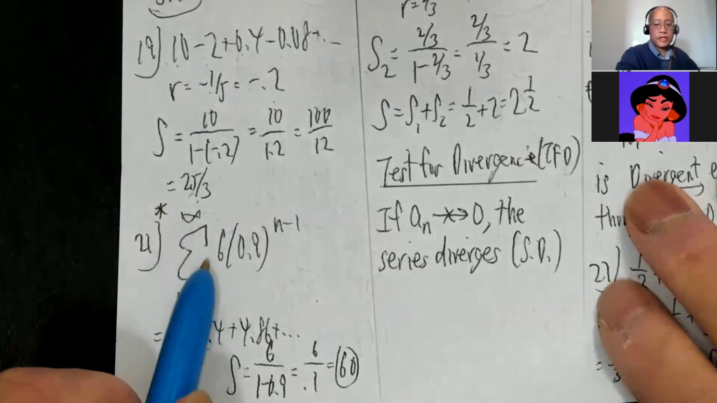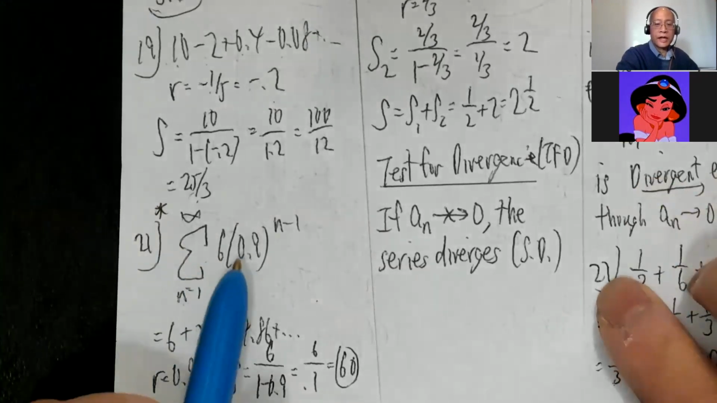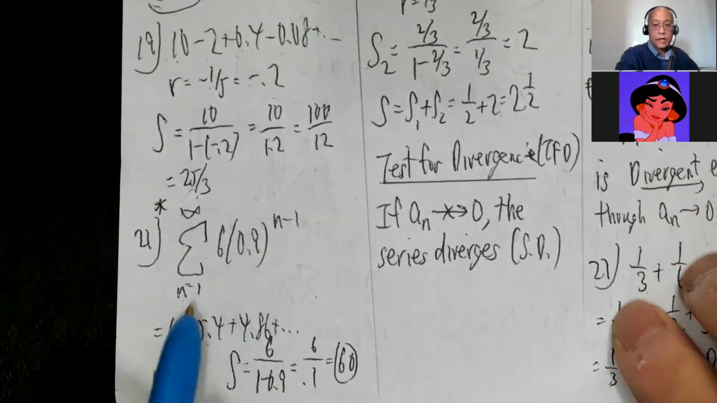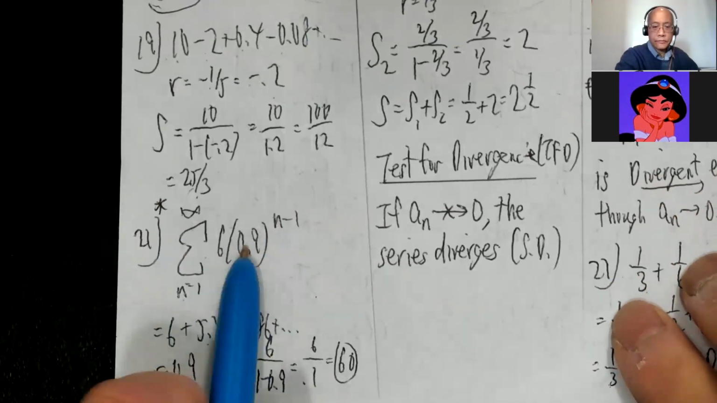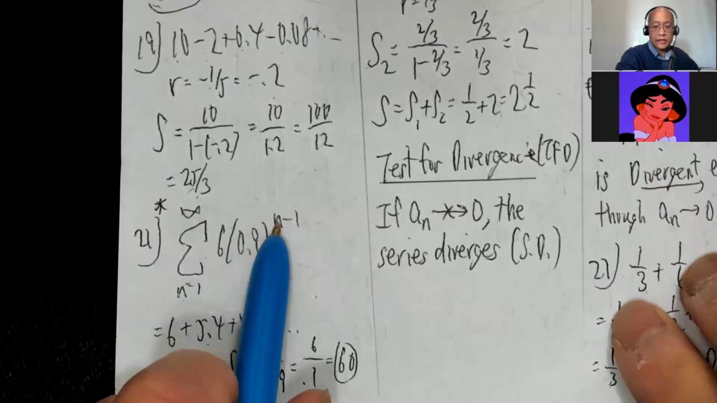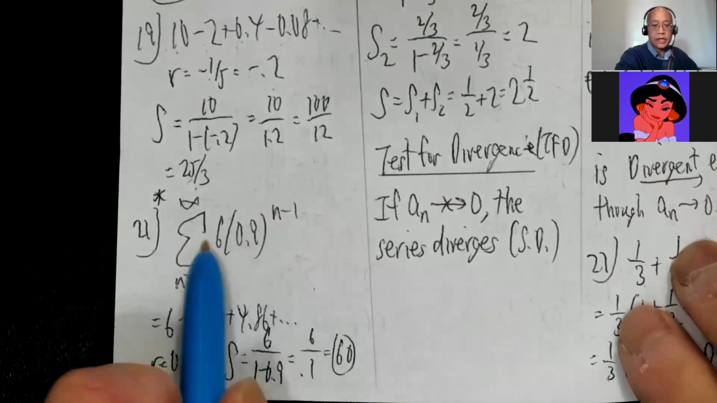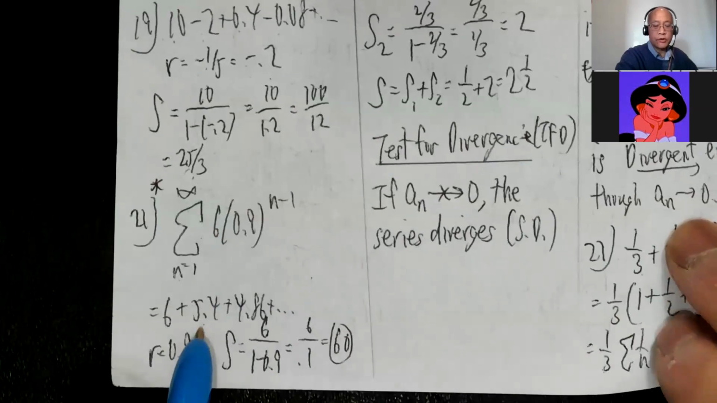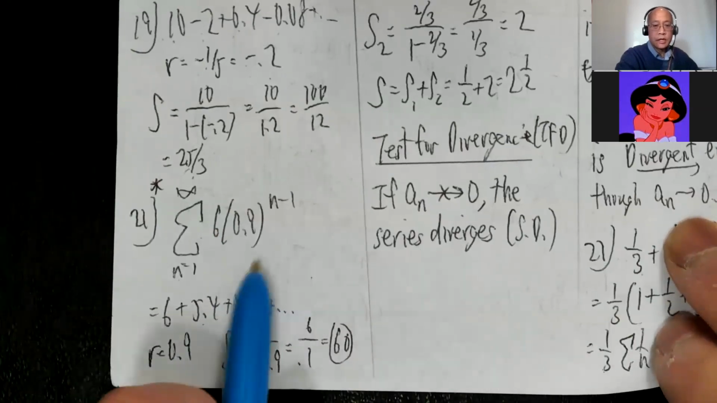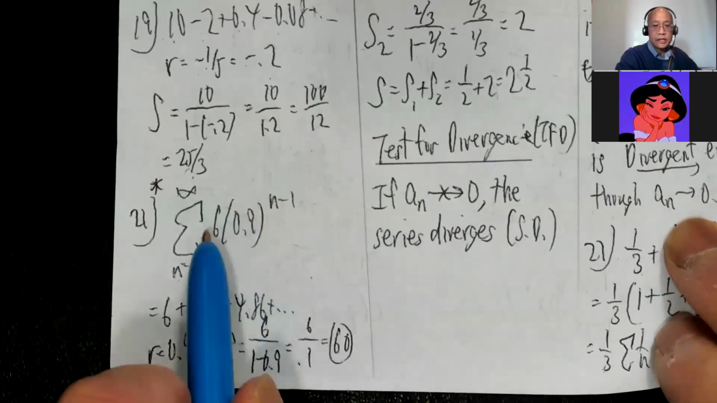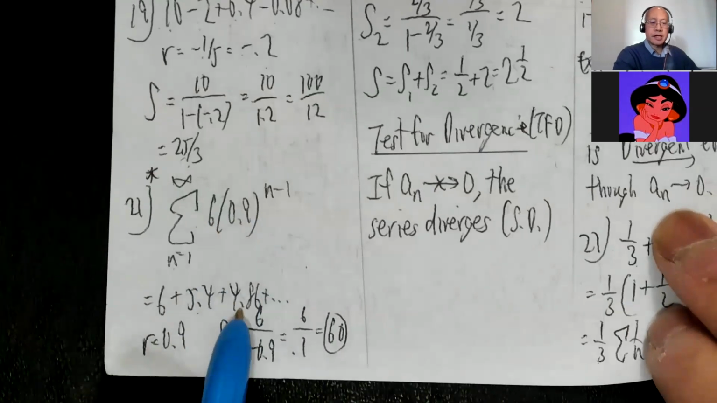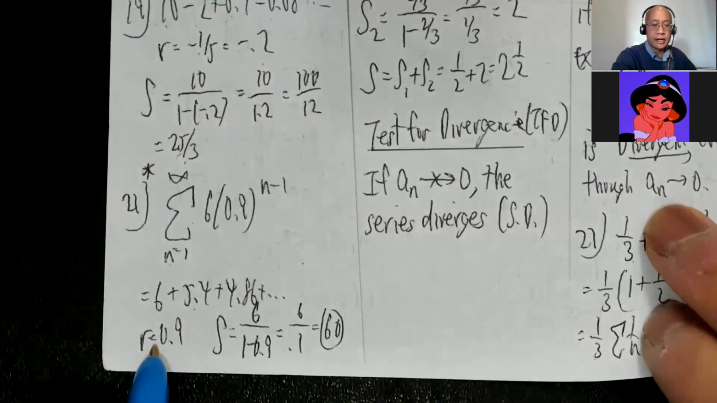Okay, 21 star. Summation n equals 1 to infinity of 6 times 0.9 to the n minus 1. Okay, so I plug in 1. I have 0.9 to the 0 is 1, so 6. Plug in 2, 6 times 0.9, 5.4. Plug in 3, 6 times 0.9 squared, 4.86. So the common ratio is 0.9.